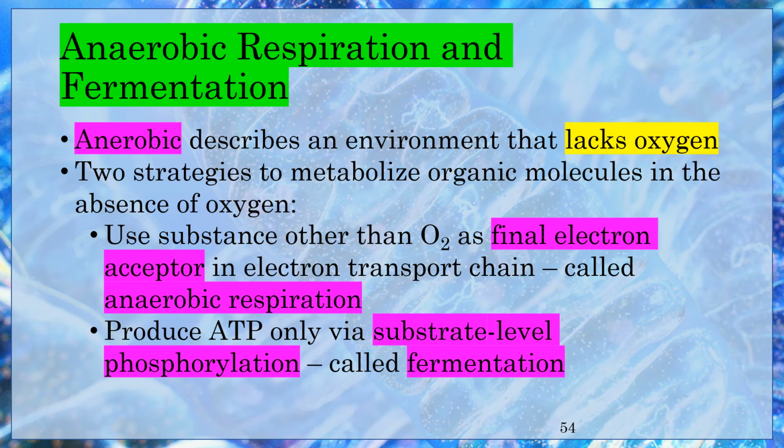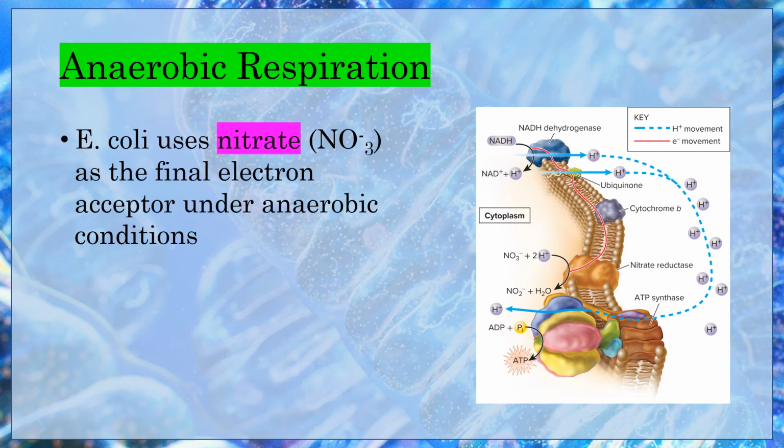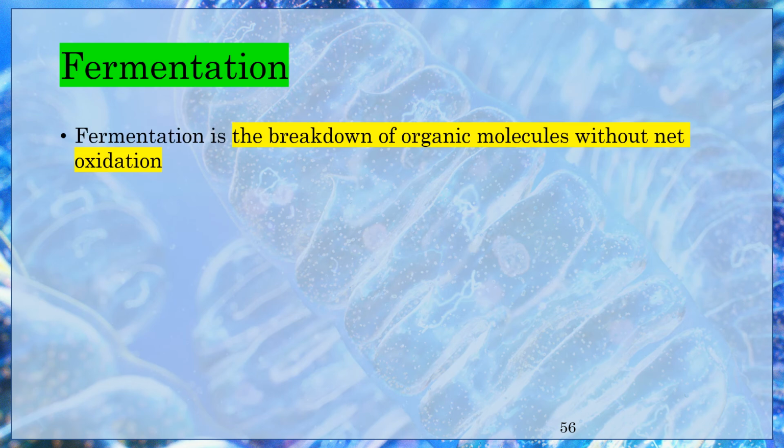Or they produce ATP only via what's called substrate-level phosphorylation, otherwise known as fermentation. So in anaerobic respiration, E. coli uses nitrate as the final electron acceptor under anaerobic conditions. It also makes ATP via chemiosmosis even under aerobic conditions. Fermentation is the breakdown of organic molecules without net oxidation.